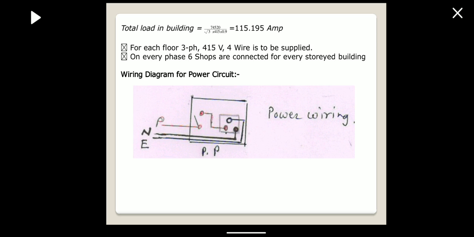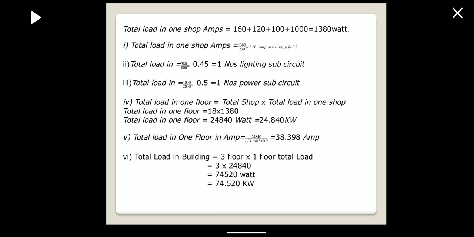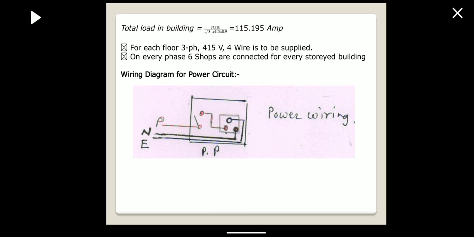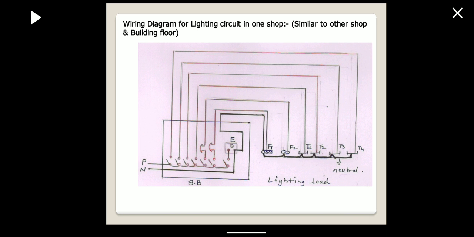On each phase, 6 shops are connected for every storey of the building. So this is the wiring diagram for the power sub-circuit: phase, neutral and earthing. Here the phase is connected to the switch, and then the switch is connected to the socket. One neutral line is connected directly to the socket, and one earthing is connected to the earth point.